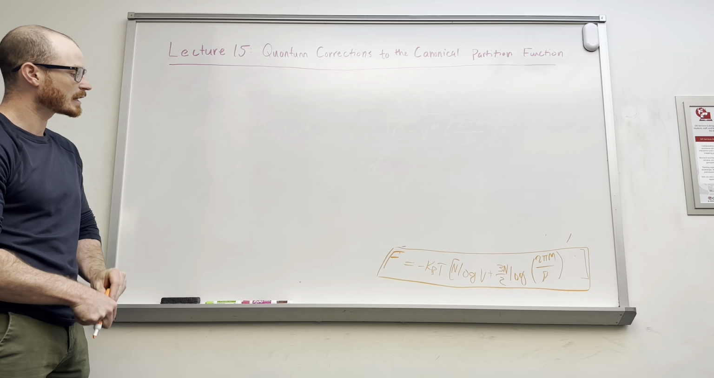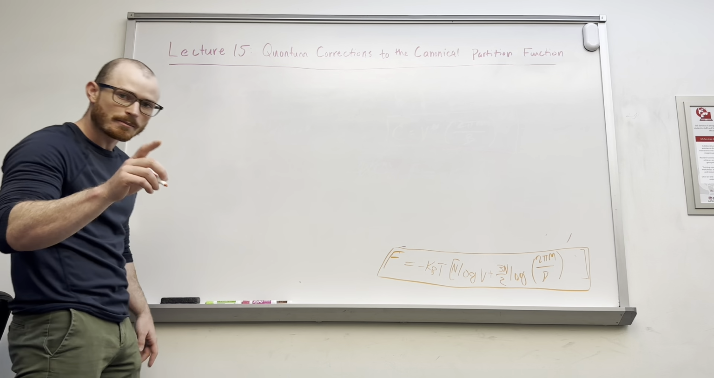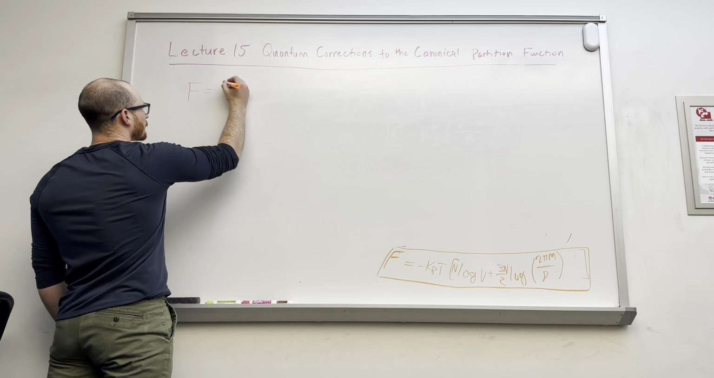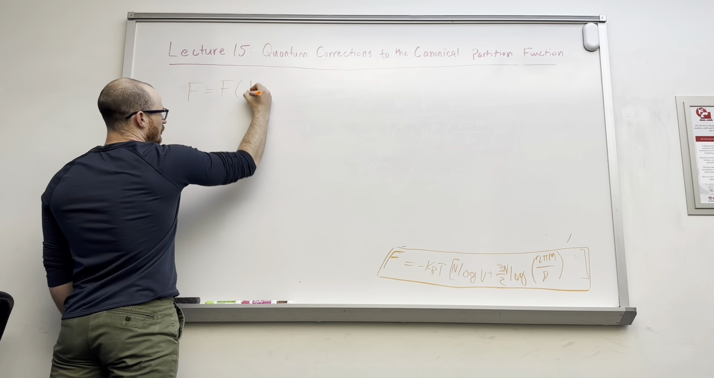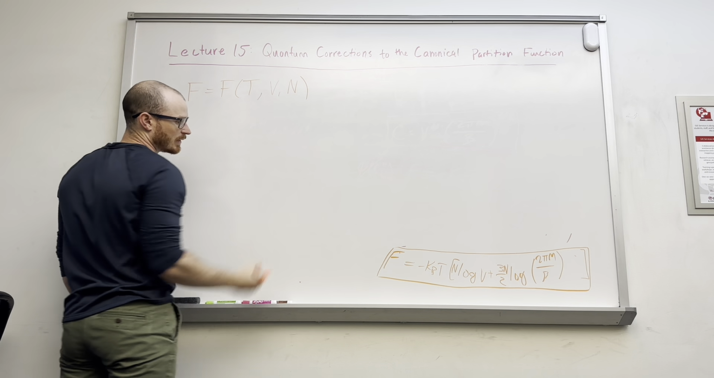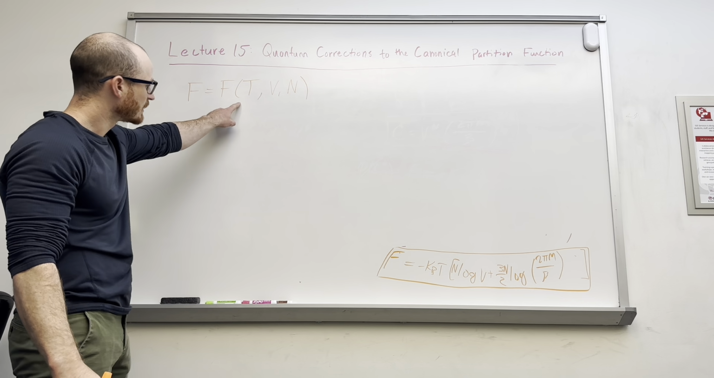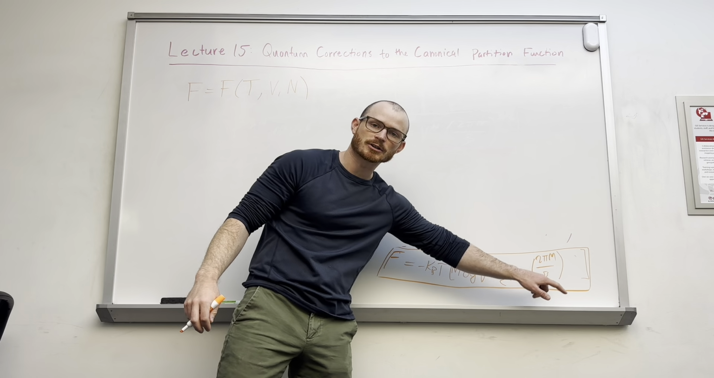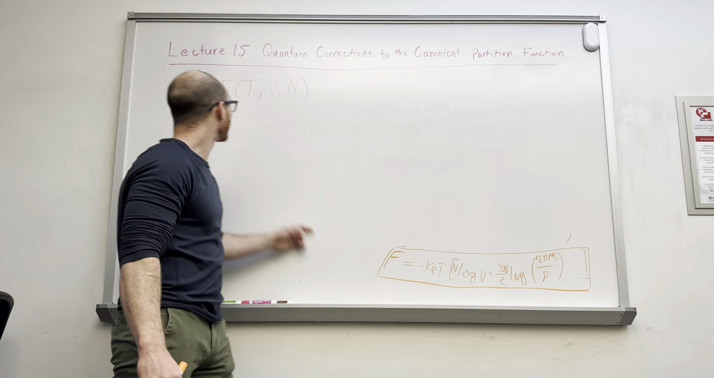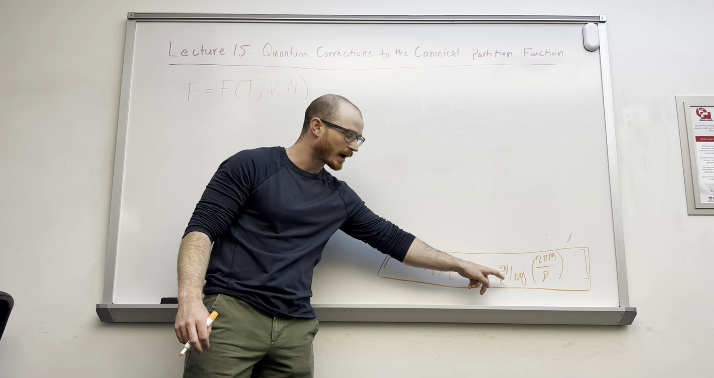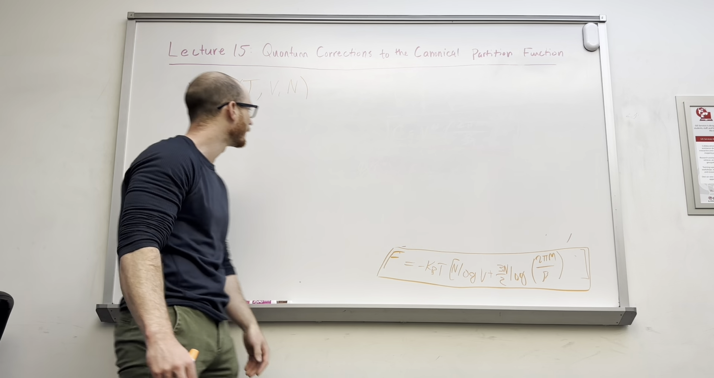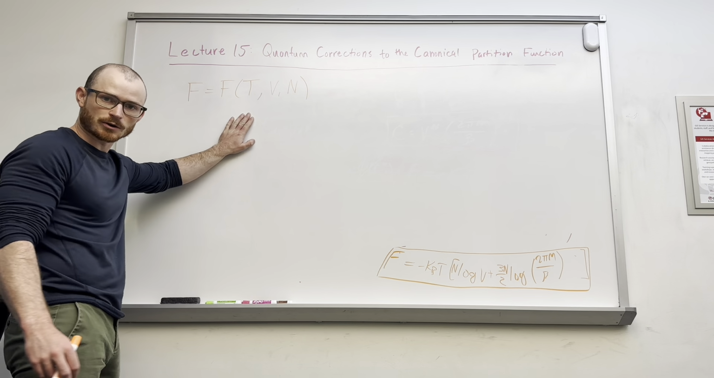So now let's think about what this is. Remember from thermodynamics, we had this condition that our Helmholtz free energy is a function of T, V, and N. This seems right. We have T contained in this beta term, we have V in this log, and we have N on the outside of these two logarithms as a prefactor. So this seems okay.